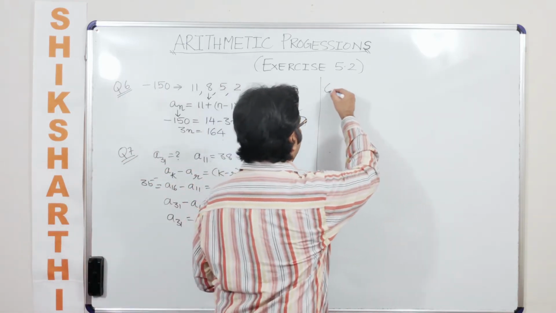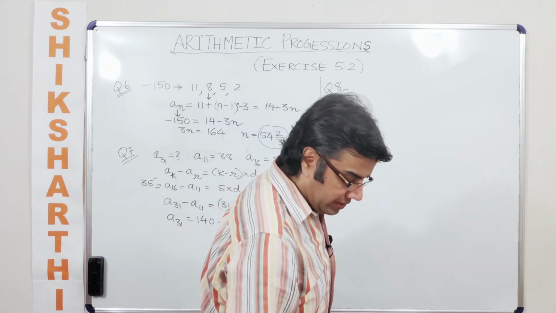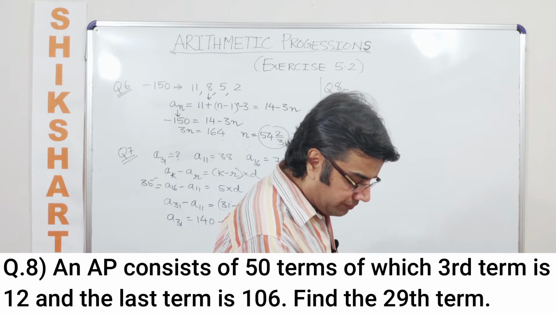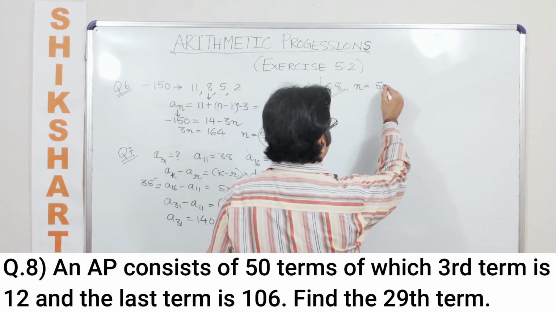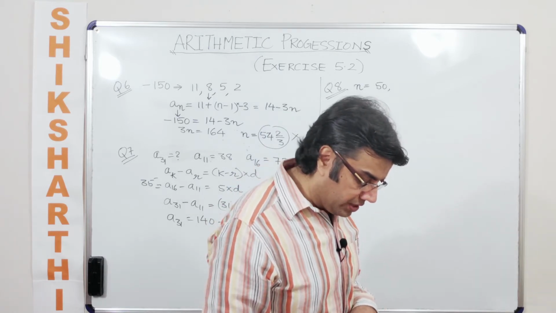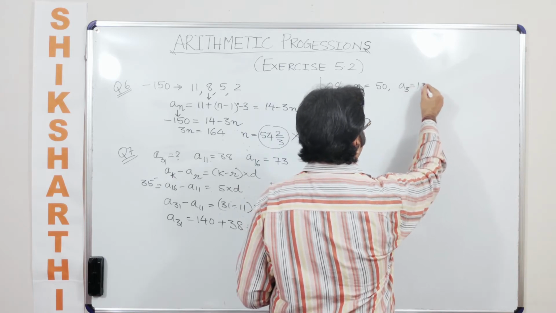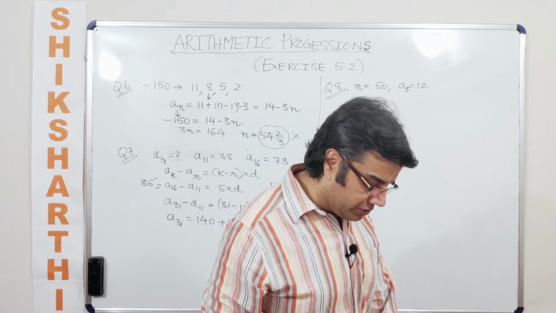Talking about question number 8. So question number 8 basically talks about an arithmetic progression consisting of 50 terms. So the value of n is given to you as 50. What is the next piece of information given here? It says the third term is 12. So a3 is given to you as 12. And the last term is given to you as 106.